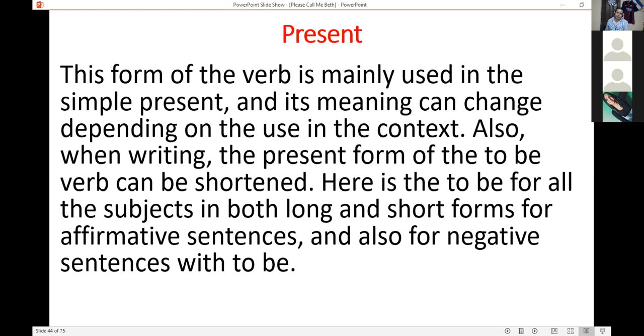So remember that the meaning can change depending on the use in the context. So puede cambiar lo que significa dependiendo del contexto. Okay, no es lo mismo decir I'm working que decir I'm working in my house. So depende de cómo se diga algo, okay? Moving on, any questions? Vocabulary or anything? No? Cool, let's move on then.